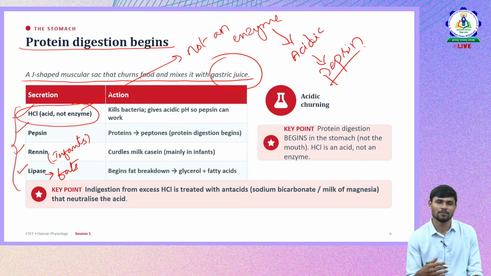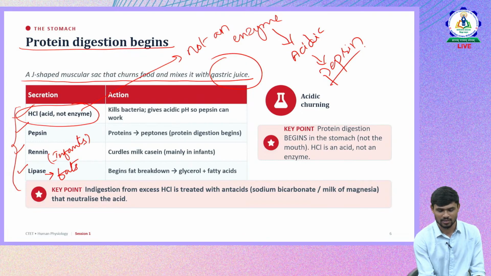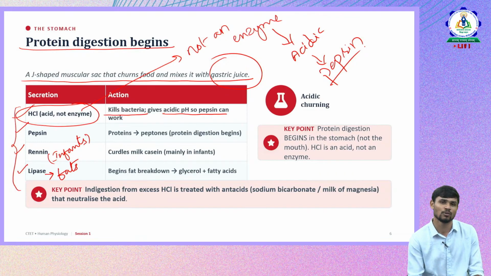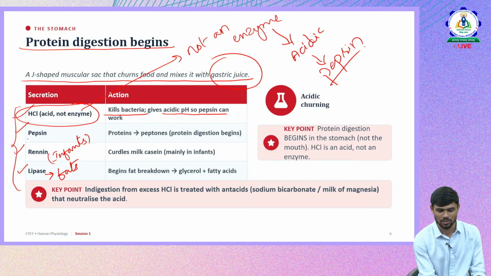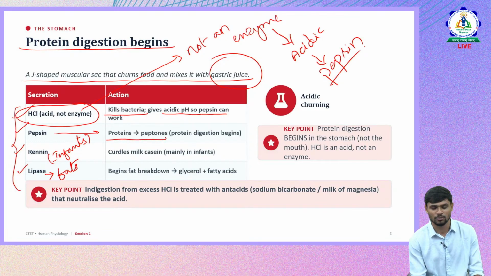Then lipase, to an extent, will digest fats in the stomach. So HCl is for creating acidic pH, and also for killing the bacteria, because whatever bacteria enters through the mouth, the HCl will be killing it. What does pepsin do in the stomach? It converts protein into peptones.